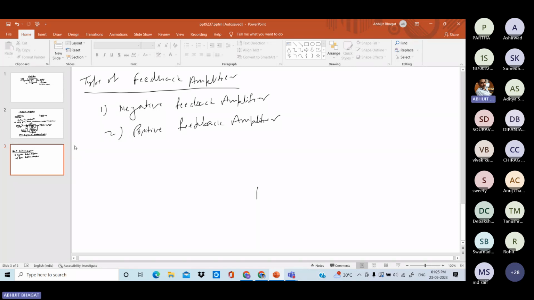अब नेगेटिव फीडबैक एम्पलीफायर क्या होता है? First we consider the negative feedback amplifier, this one. So in case of negative feedback amplifier.